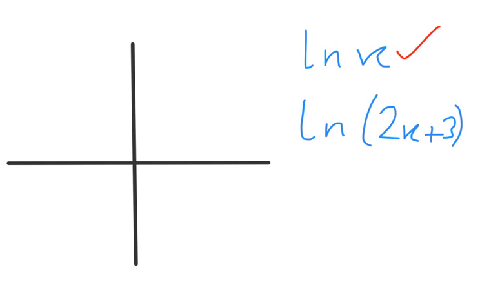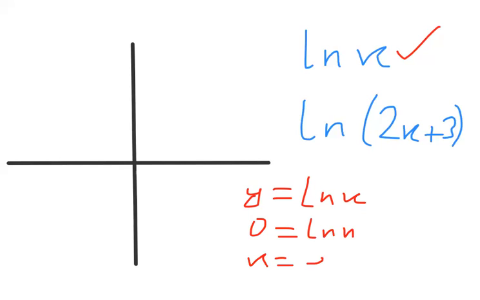So first, how to find the x-intercept? At the x-intercept, the value of y is 0. So for example, if this is our function, then y will be 0. So to find the value of x, we'll shift ln to the left side, it will become e to the power 0, which is equal to 1. So the x-intercept is 1, for example, over here.